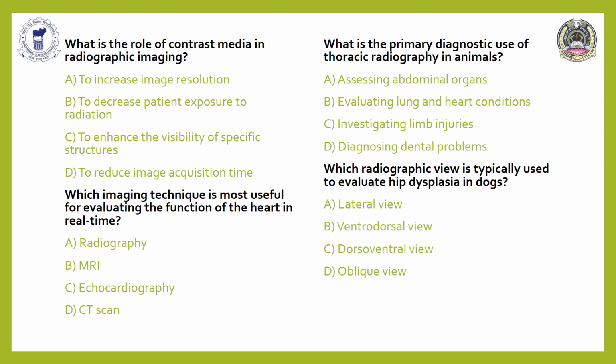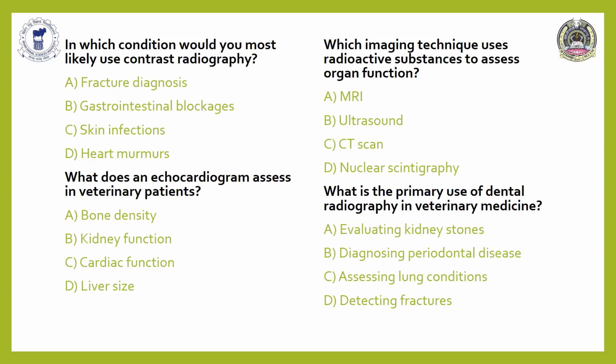Right. Then which radiographic view is typically used to evaluate hip dysplasia in dogs? Ventrodorsal view. Very right. Next question, in which condition would you most likely use contrast radiography? B, ma'am. Gastrointestinal blockage. Right. What does an echocardiogram assess in veterinary patients? Cardiac function. Which imaging technique uses radioactive substances to assess organ function?